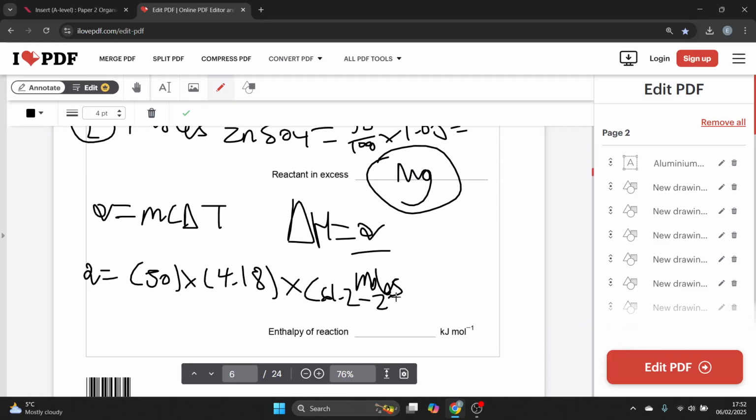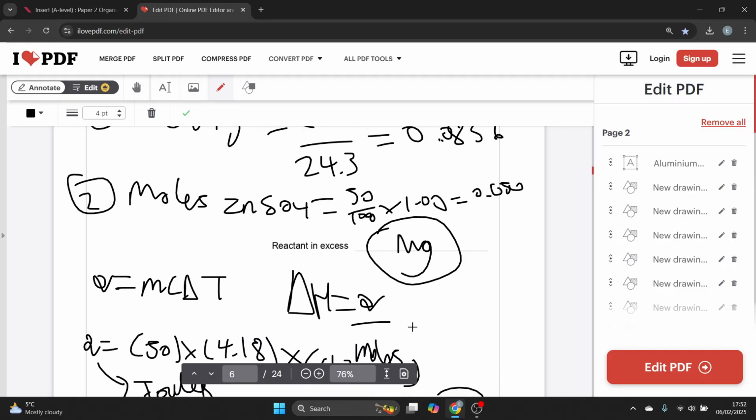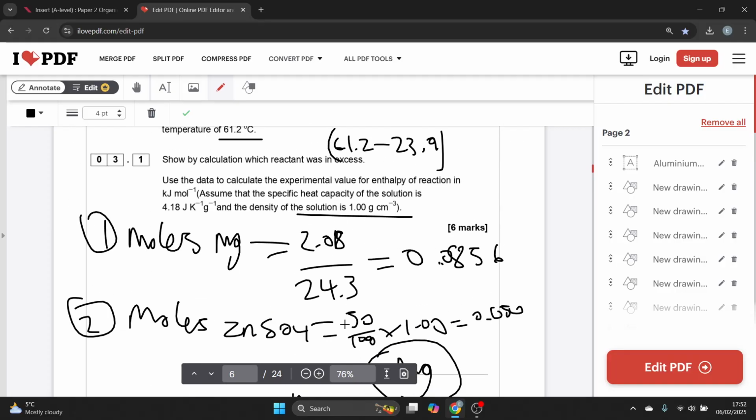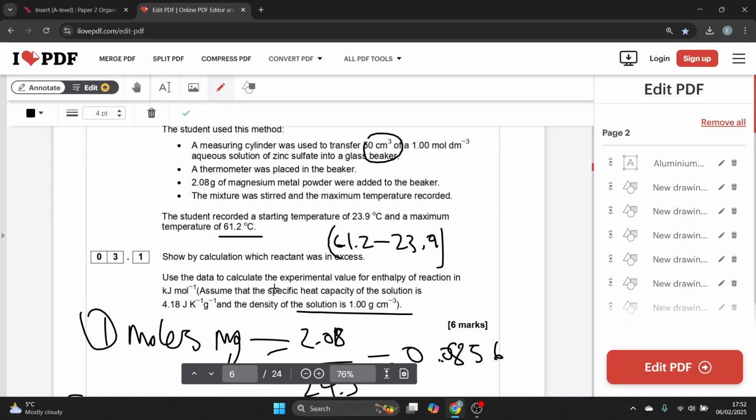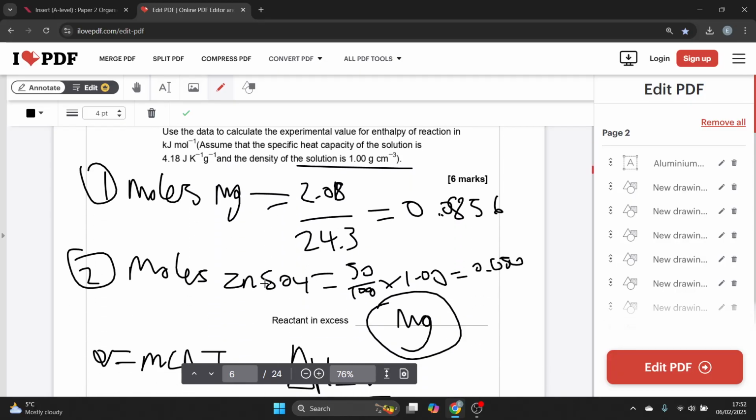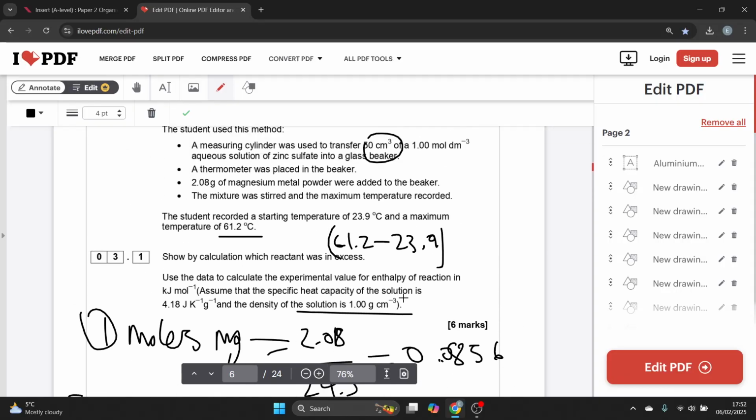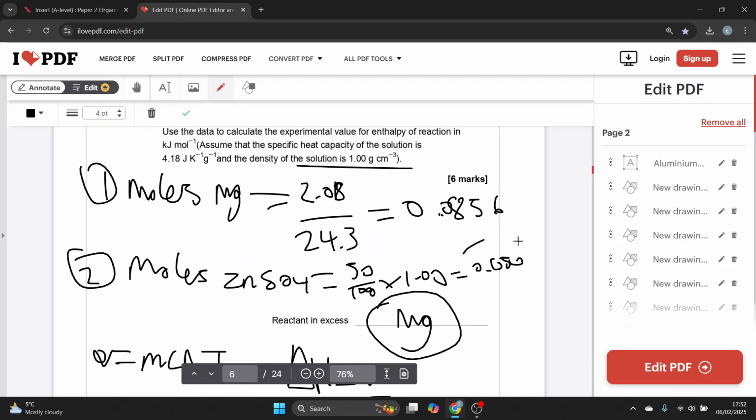61.2 minus 23.9. Now, obviously, Q is measured in joules, so I am going to have to divide my answer by 1000 because I want my final answer in kilojoules. Now, to work out the moles, what am I working out the moles of exactly? Well, I've already got the moles of that. Because I know the magnesium is in excess, I don't care about it. I'm going to use the moles of zinc sulfate.